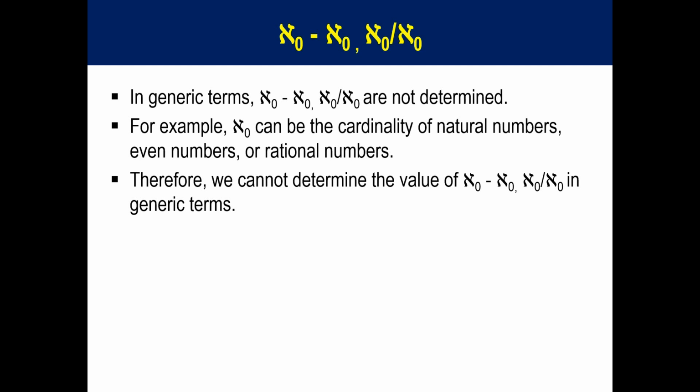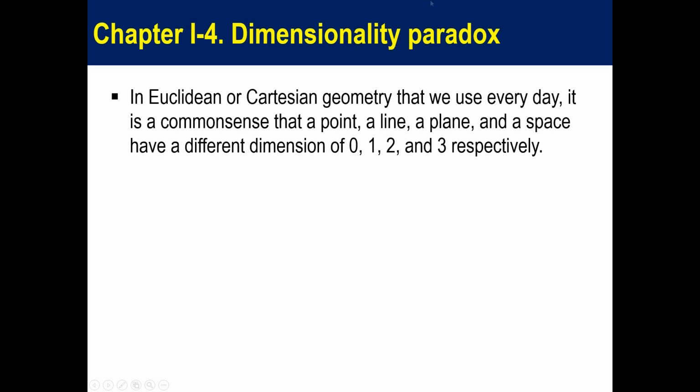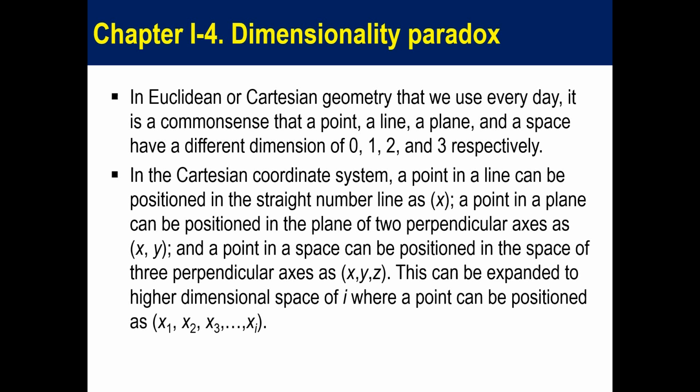Dimensionality paradox. In Euclidean or Cartesian geometry that we use every day, it is common sense that a point, a line, a plane, and a space have dimensions of 0, 1, 2, and 3 respectively. In the Cartesian coordinate system, a point in a line can be positioned in the straight line as x. A point in the plane can be positioned in the plane of two perpendicular axes as xy. And a point in a space can be positioned in the space of three perpendicular axes as x, y, and z. This can be expanded to higher dimensional space of I.